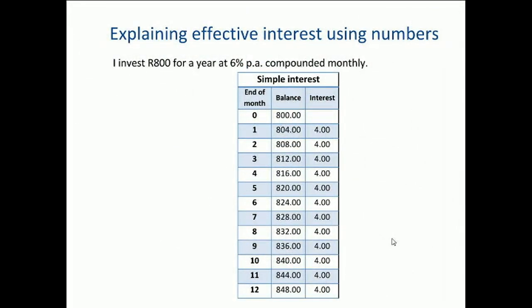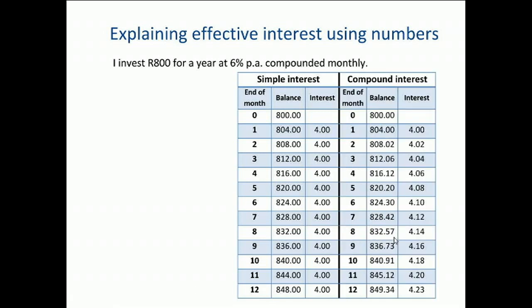In this table, I've deliberately tried to make this look quite similar to the spreadsheet that we've just looked at. I'm investing 800 Rand for a year at 6% per annum compounded monthly. End of month 0, 800 Rand; I use that as a convention to say this is the beginning. End of month 1, I have got 0.5% of interest, because remember, it's 6%, compounded monthly, therefore I'm dividing 6 by 12, which gives me a half. So 0.5% is 4 Rand. And the next month, it's 4 Rand, and it's 4 Rand, and it's 4 Rand, because this is simple interest. I get the same amount based on the principal amount every month. I'm just establishing here what it would be. By the end of the year, I've got 48 Rand interest. No surprise, 12 times 4.